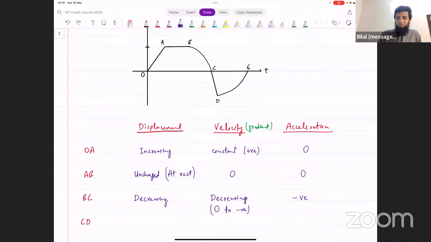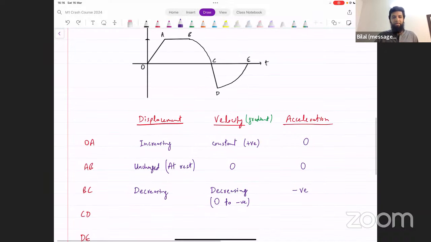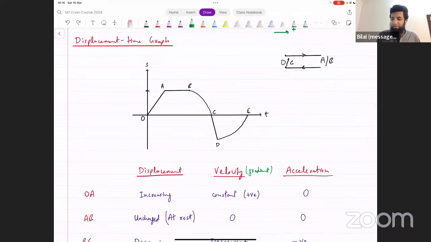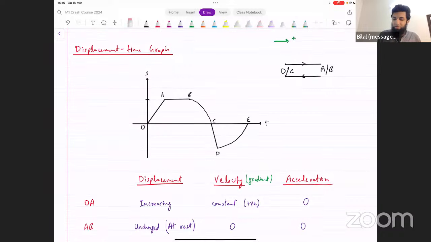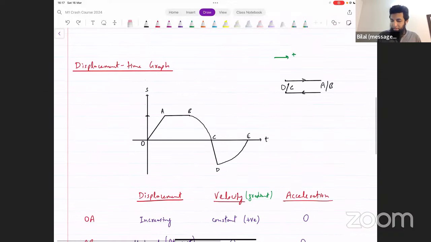Okay. Now, what about C to D? What's happening in this part? Now we have displacement increasing or decreasing. Decreasing. Displacement is decreasing. Again, considering the positive direction, now the particle is going from this point C to some point on the left side. Now it's moving to the left side. Now, since it's going to the left side, we can say it's going to this point here. This point is D.